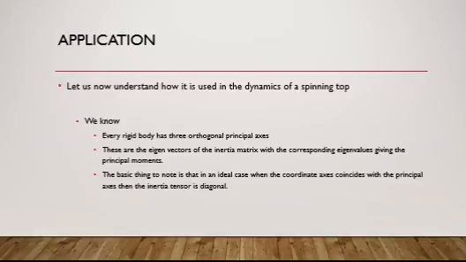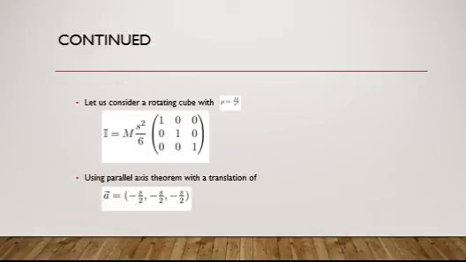Let us take the motion of a rotating cube, which is a perfect example of a spinning top. We wish to compute the inertia tensor of a uniform density cube of mass m and side s, with density given by rho equal to m by s cube. We get I equal to m s square by 6 into this matrix, a diagonal matrix. Using the parallel axis theorem with the translation vector equal to (minus s by 2) for all three axes.